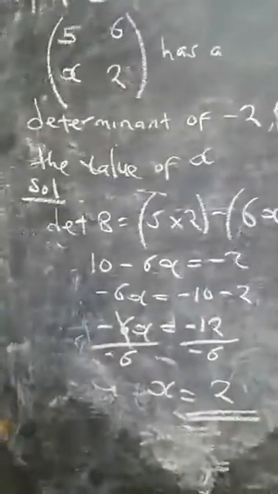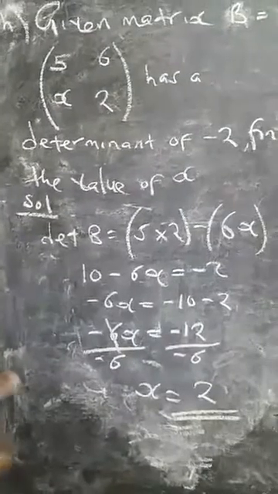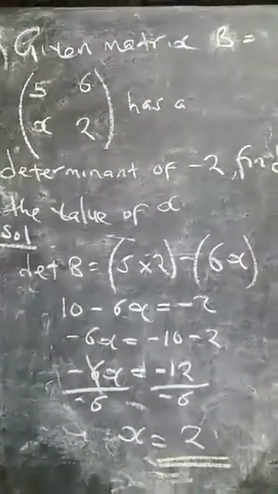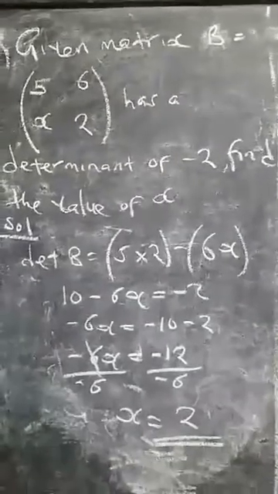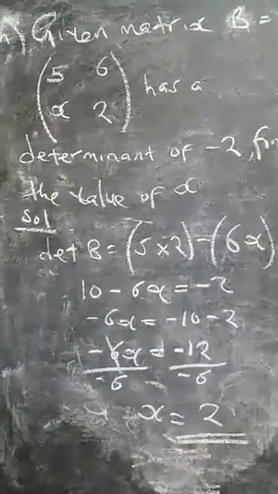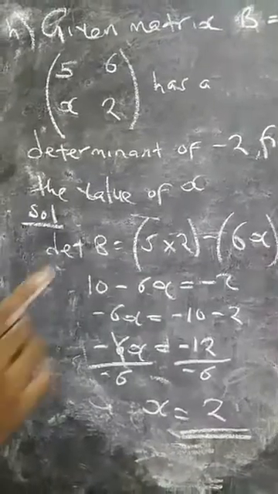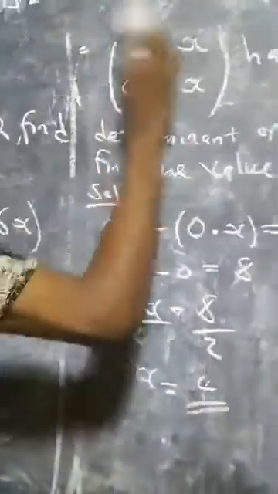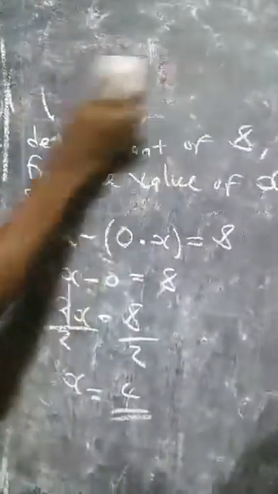So this is on determinants. Now one last concept on determinants. So we go to the other side. What we shall look at is what is known as a singular matrix.